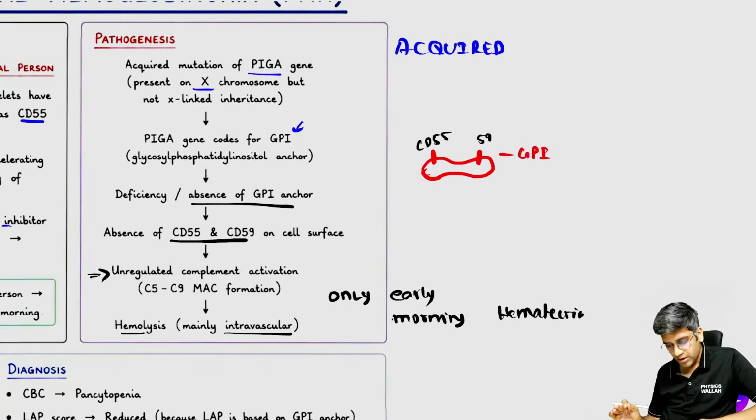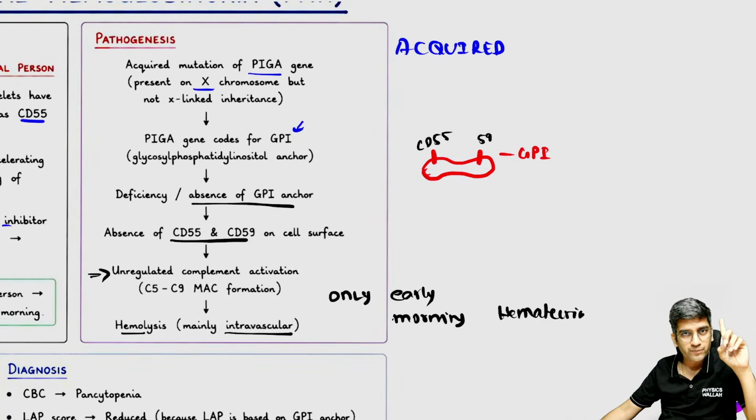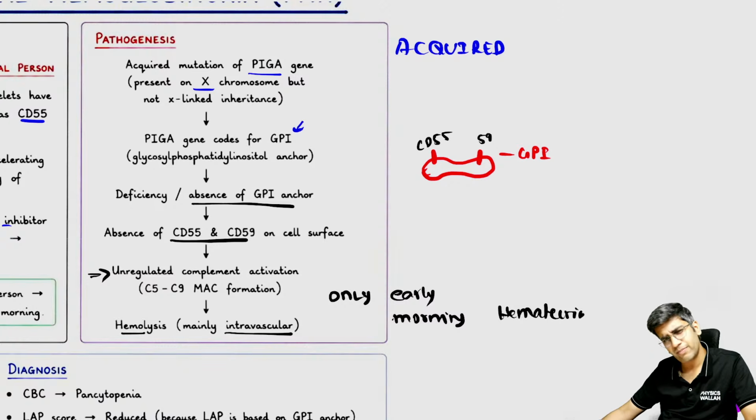Now, there is complement activation. I want you guys who are online to comment. There is complement activation. I know it will destroy RBC. Complement is a serum protein, right? Will it destroy WBC or only RBC? What do you guys think? Only RBC or WBC also? It will destroy WBC also. It will destroy platelets? Platelets also.